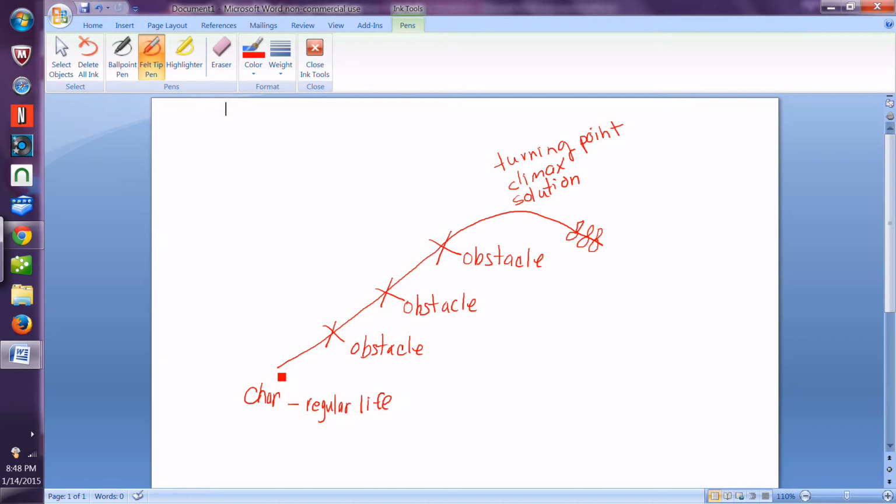And what's going to happen to our character is you're going to throw them into turmoil, and they're going to end up having a series of 3 obstacles to overcome. And then you're going to present a solution, and then you're going to tie up any loose ends for them.